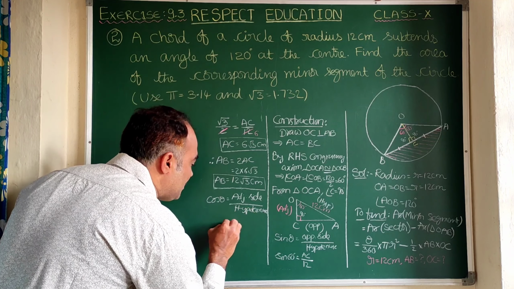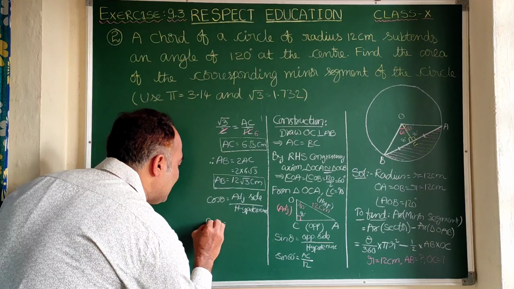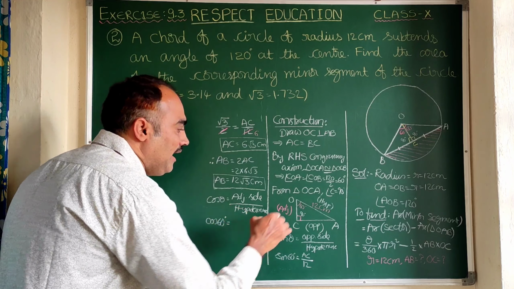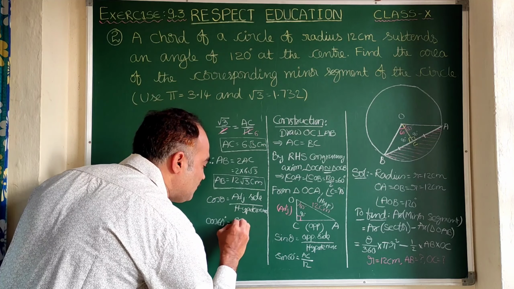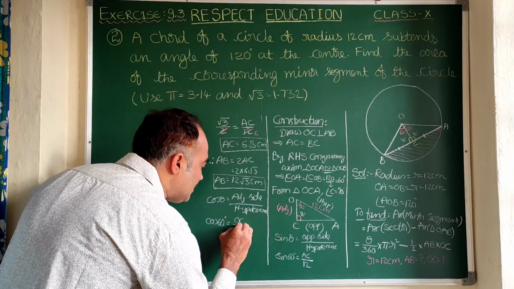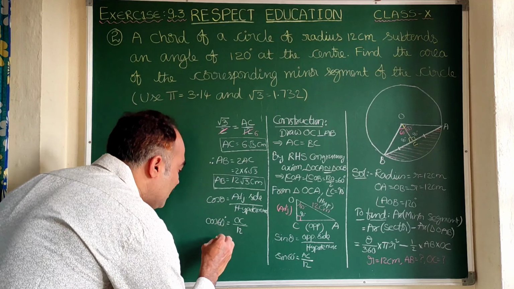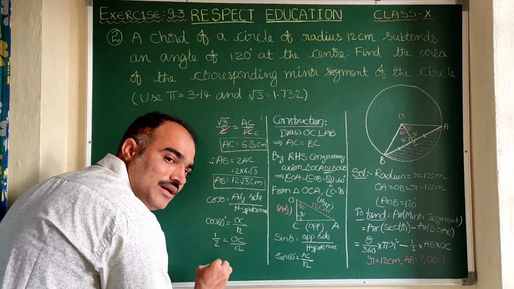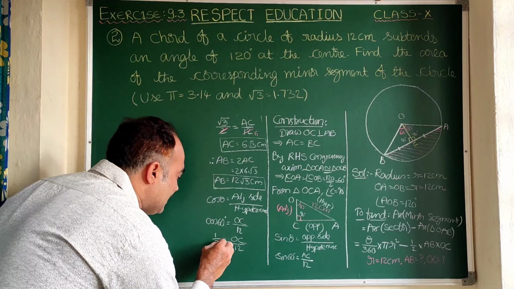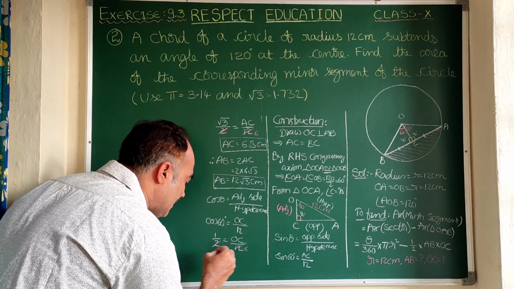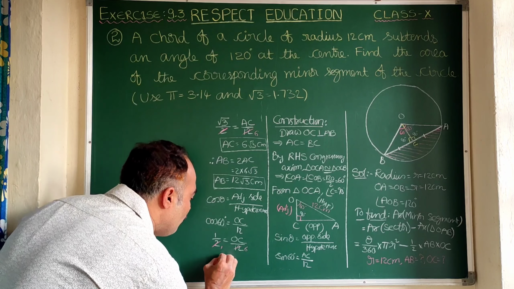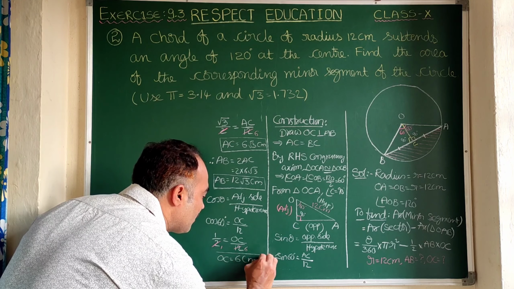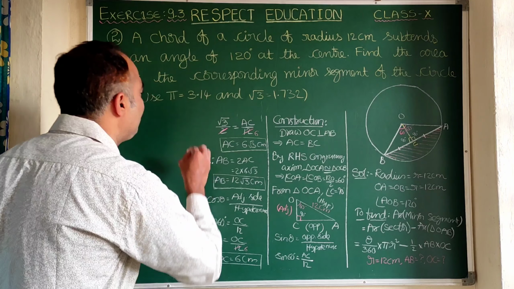Hypotenuse. Let us substitute the values. Cos theta, here theta is 60 degrees. Cos 60 degrees is equal to adjacent side, which is OC, that is what we have to find, and hypotenuse is 12. You know cos 60 value is 1 by 2. So 1 by 2 is equal to OC by 12. Cancelling, 2 ones are 2, 2 sixes are 12. On cross multiplication, OC is equal to 6 centimeter.